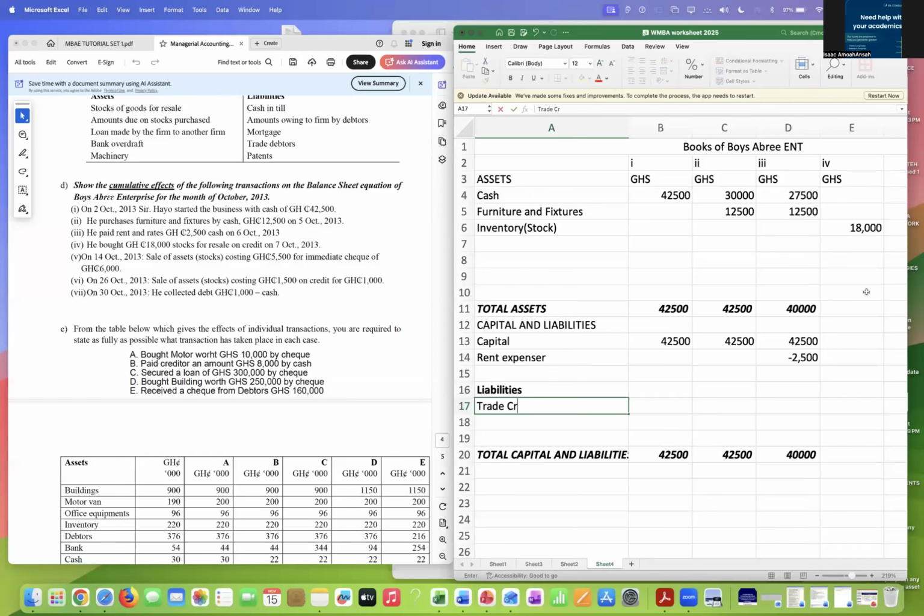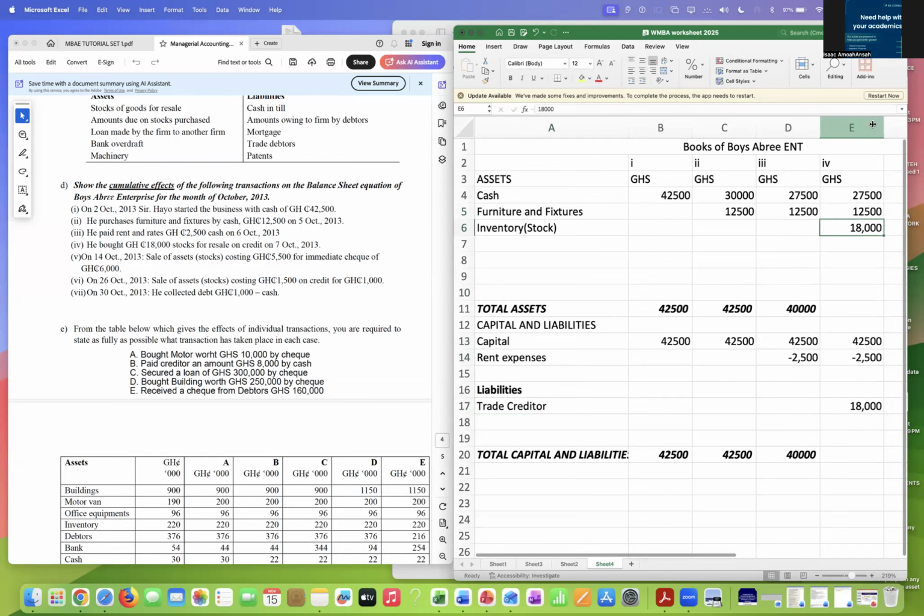This transaction has not brought in contribution from owners, so it stays the same. This transaction didn't warrant any new expenses, so it stays the same. Did I write rent expenser? This should be expenses. Okay. This transaction has not taken any money from the business, so it stays the same. It didn't bring in any new furniture fixtures, so it stays the same.